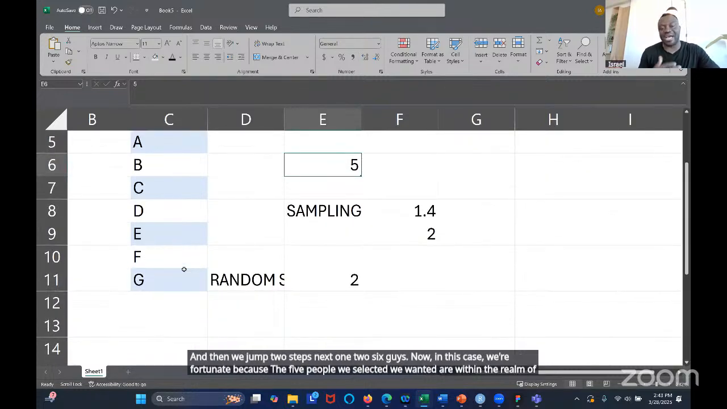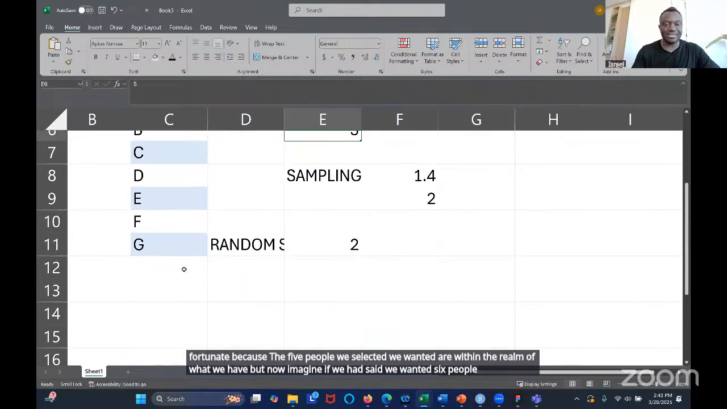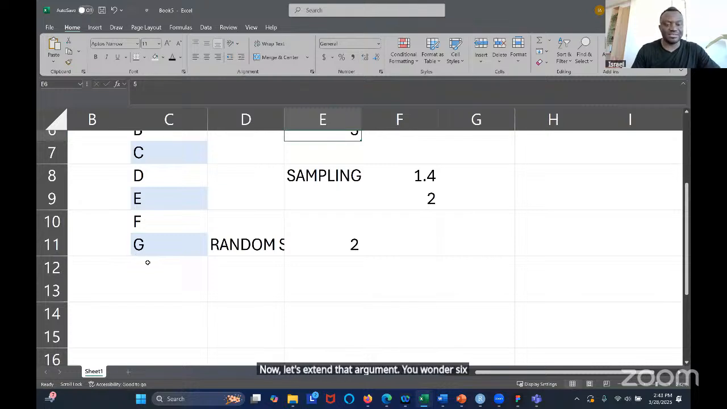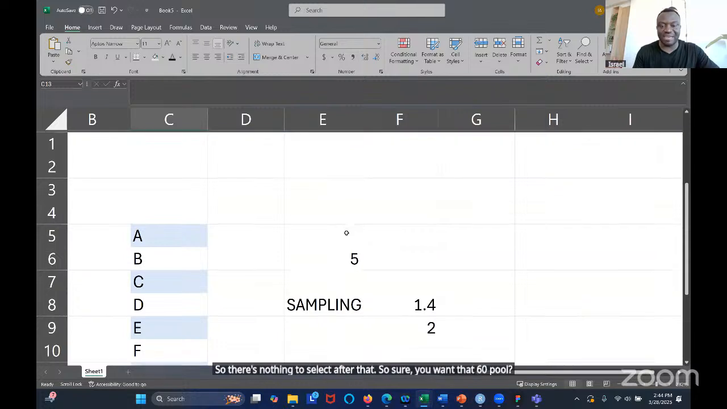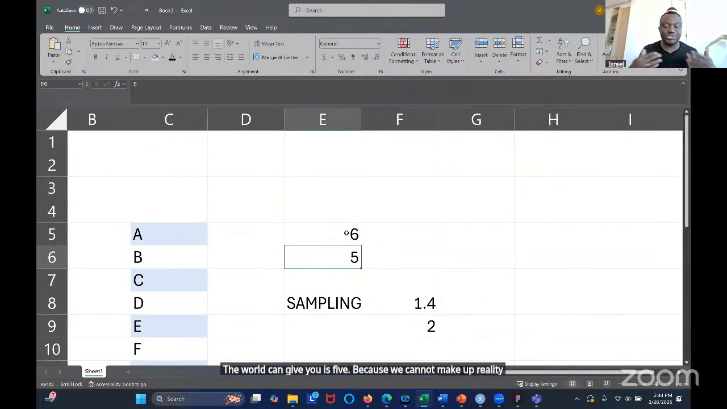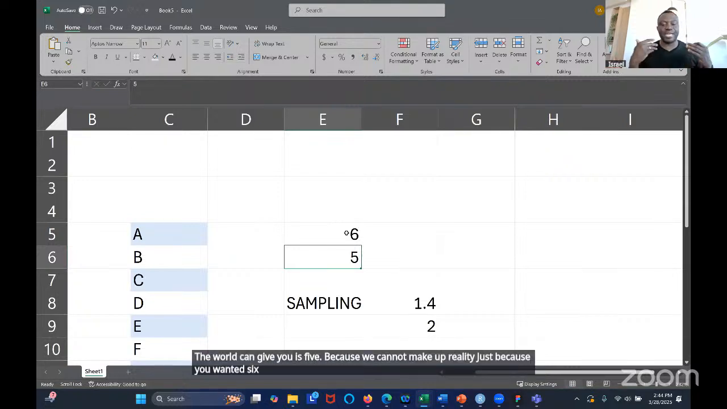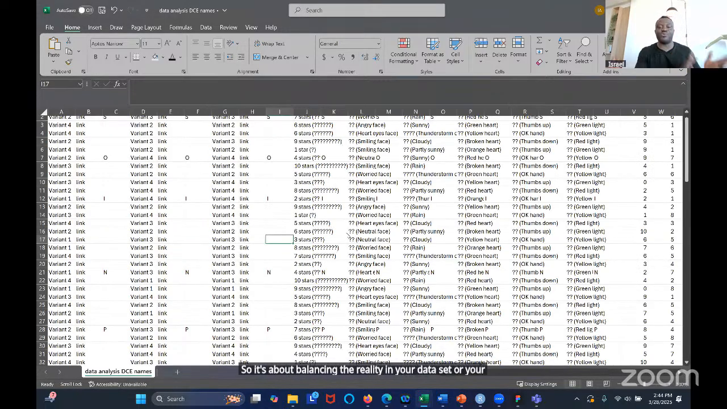But now, imagine if we had said we wanted 6 people. Now, let's extend that argument. You wanted 6 people. Well, 1, 2, there's nobody here anymore, right? So there is nothing to select after that. So sure, you wanted 6 people, but what we can give you is 5, because we cannot make up reality just because you wanted 6, right? What you can have is 5. So it's about balancing the reality in your data set or your sampling frame with what you wanted.